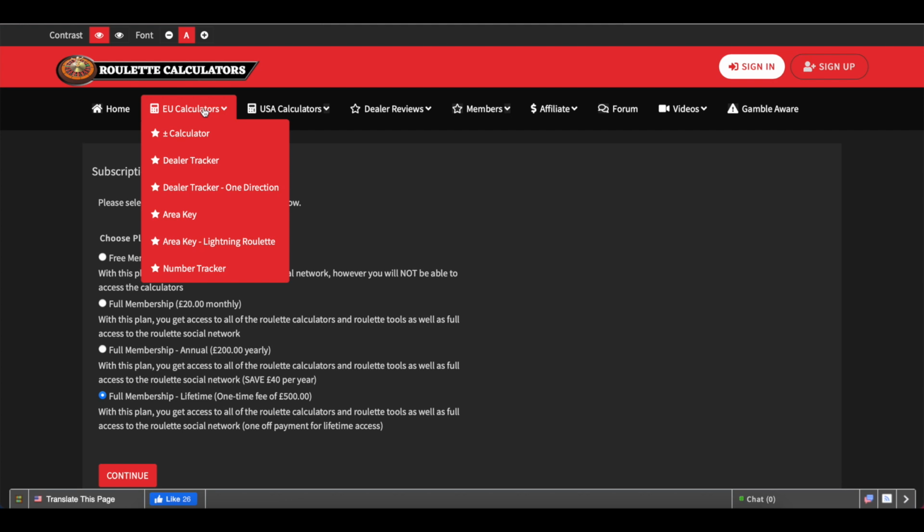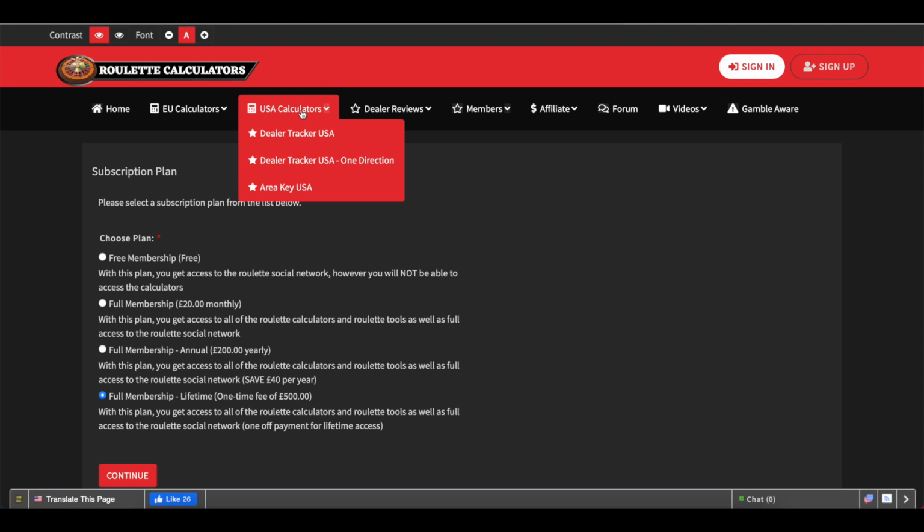So these are the European calculators, the single zero tables. We've got the plus minus calculator, the dealer tracker, and the dealer tracker one direction, which is where the dealers just spin the ball in the same direction each time. The area key lightning roulette, which just changes the payout odds. I think it's 30 to 1 they pay out on lightning, whereas it's 36 to 1 on the normal tables. It's also got the number tracker, and on the USA calculators, this is the 00. We've got the dealer tracker USA, the one direction version, and the area key, and we'll be adding the rest to them soon.